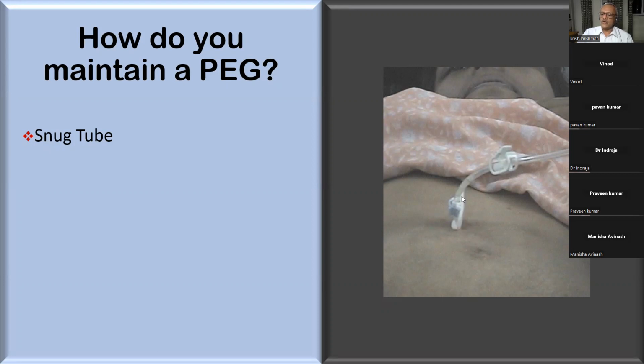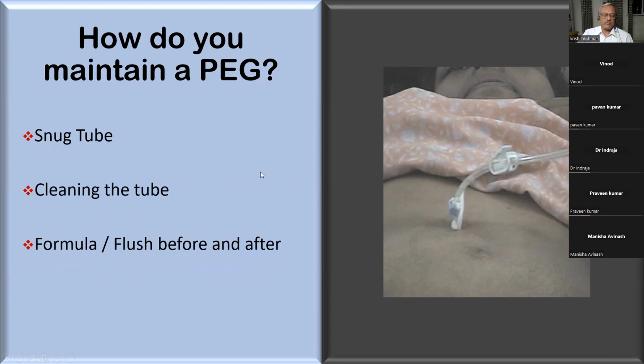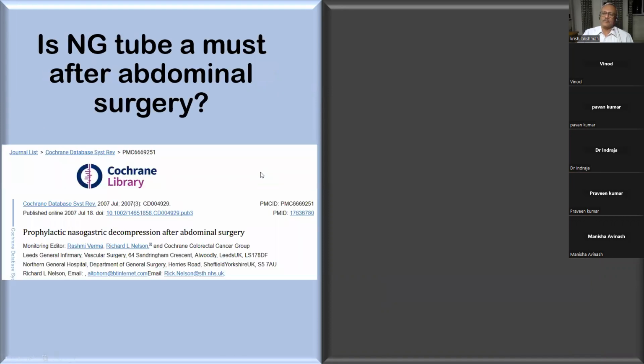If this flange is not holding it snug against the skin, then the tube keeps moving and that hole becomes bigger and it leaks. Difficult to manage that. So you must always pull the tube up gently, not too hard, and push the flange down at least 2 or 3 times a day so that the tube is snug against the abdominal wall. Cleaning you have mentioned, flushing you have mentioned, particularly before and after a formula.